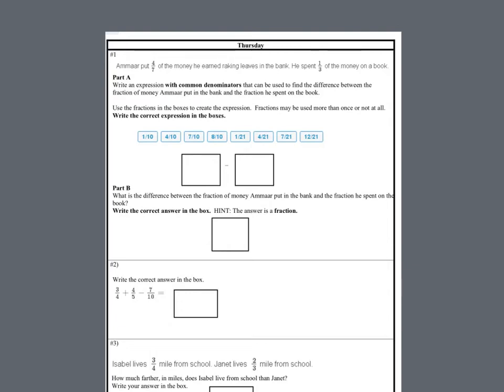This is my math homework number 24, Thursday. For number 1, it says Amar put 4/7 of the money he earned raking leaves in the bank. He spent 1/3 of the money on a book.